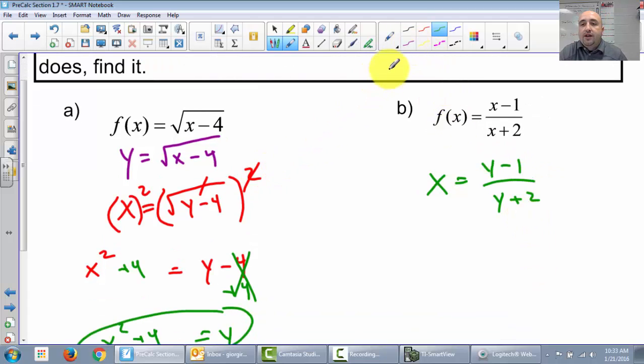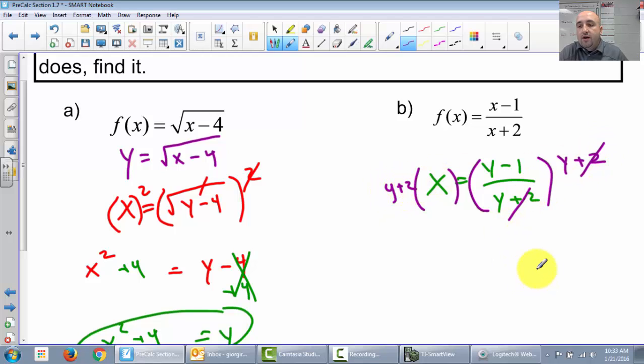So I need to get rid of this division by y plus 2. So I'm going to multiply both sides by y plus 2. Okay, y plus 2 over y plus 2 go away. I'm left with y minus 1 equals x times y plus 2. So now I need to distribute here. x times y is xy. x times 2 is 2x.